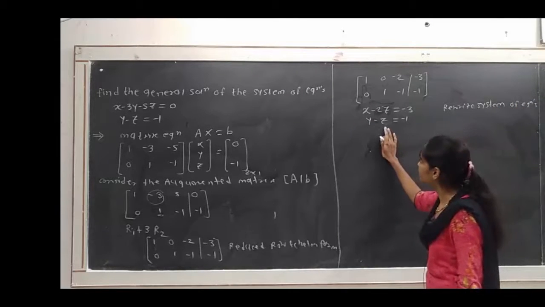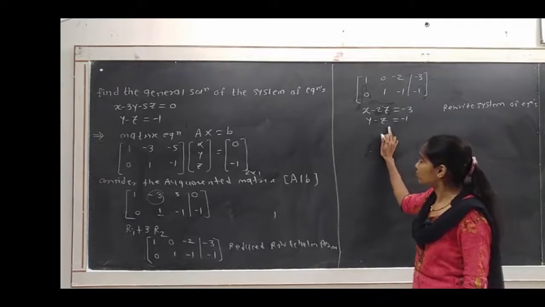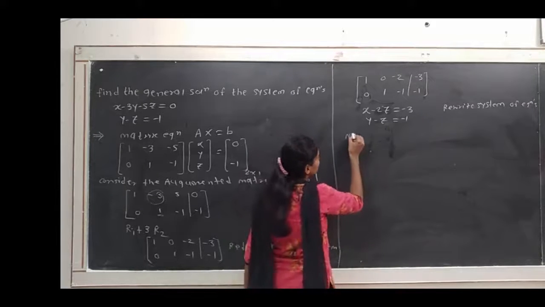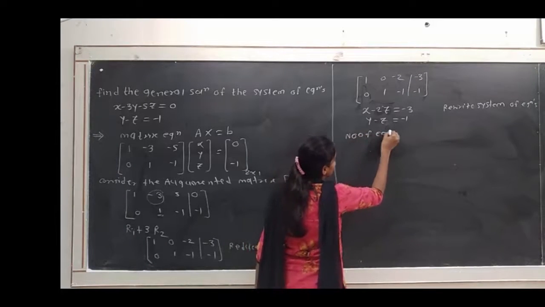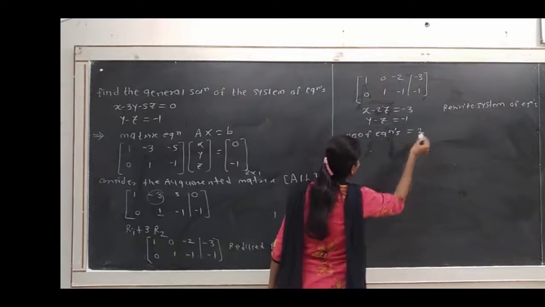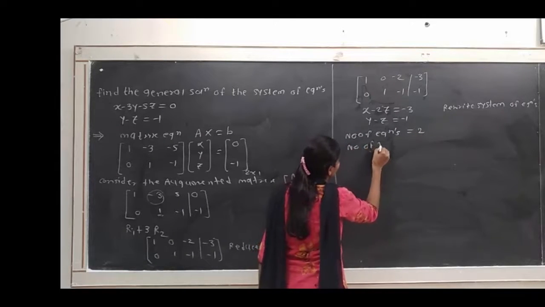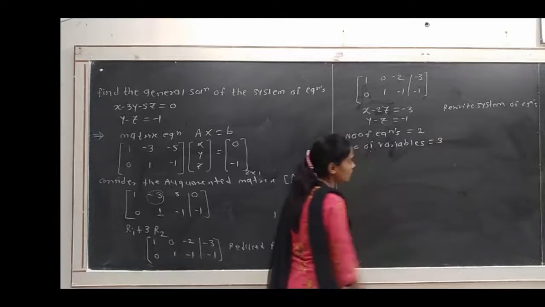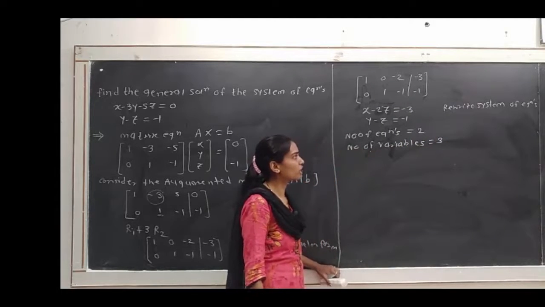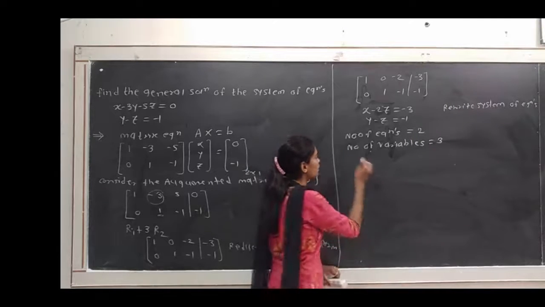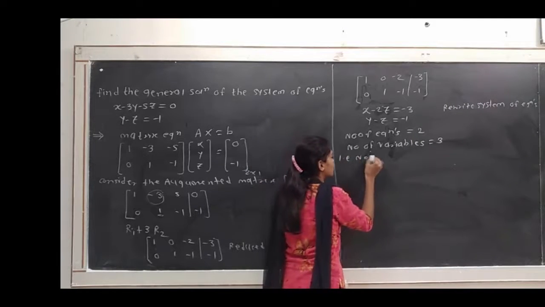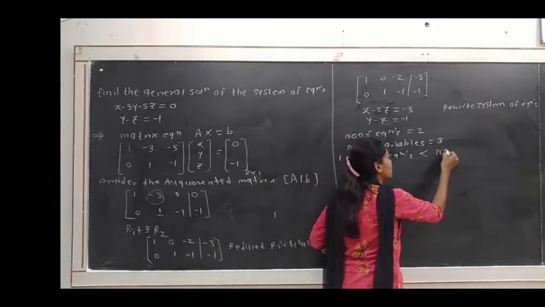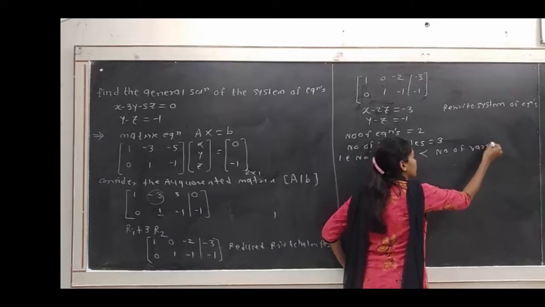Again, here if we observe, we get two equations. The number of equations is equal to 2 and the number of variables is equal to 3. That is, the number of equations is less than the number of variables.